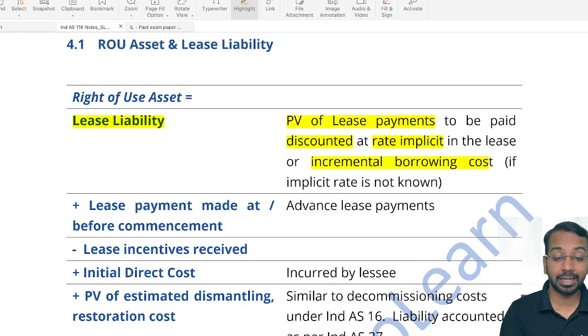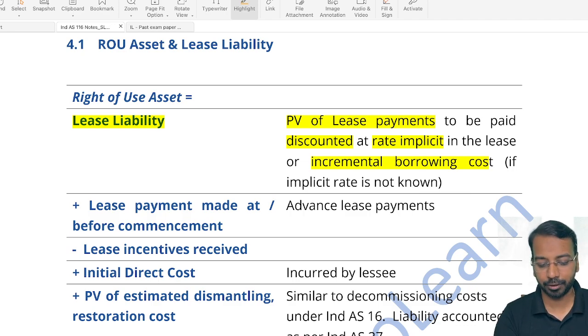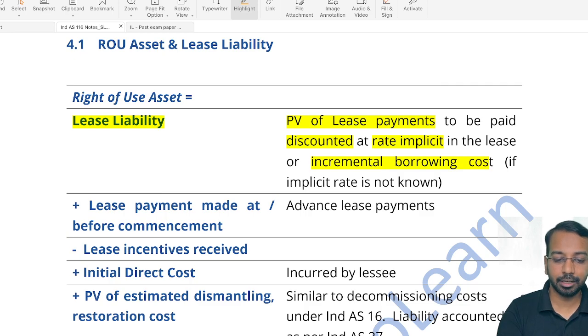Sir, how do we calculate the implicit rate? This will not be tested in the examination, but just understand this. It is very, very important. Okay. Let us say I am putting here an amount or cash flow. Whenever I say 0, that is today, the beginning.